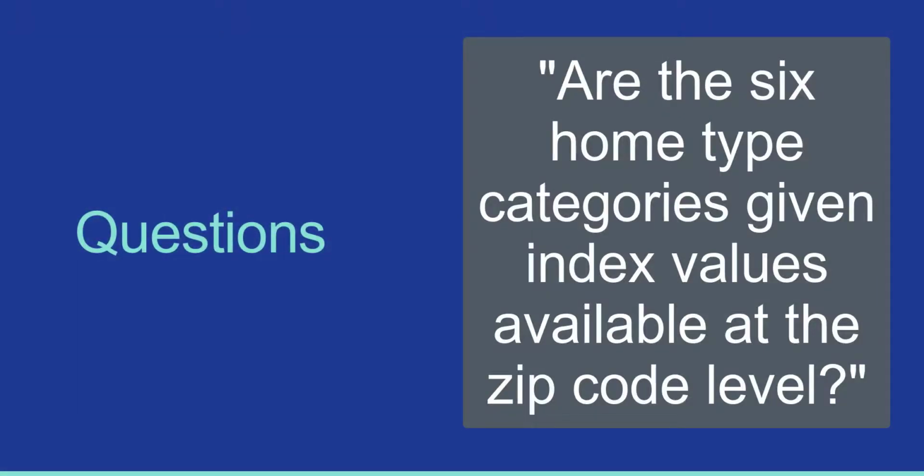And finally, are the 6 home type categories given index values available at the zip code level? Now that we've got the zip code map, which was a big push to get through, our team working with Bright MLS is looking at the data at the zip code level to see what level of indexing we can do on top of that. Because keep in mind, every time we do this, we take all the market activity, all the views, all the showings, and the first thing we're doing is slicing it all into zip codes. And every time you slice up the data, there's a little less data to work with.